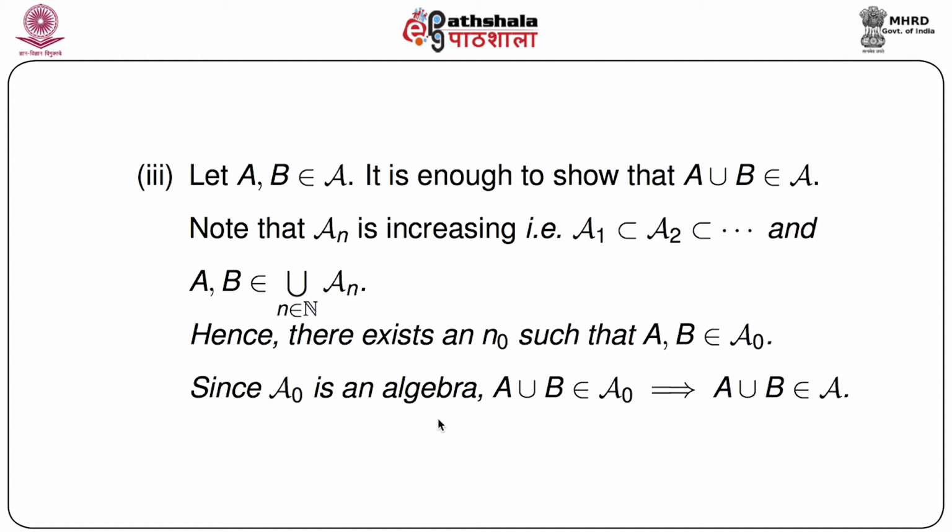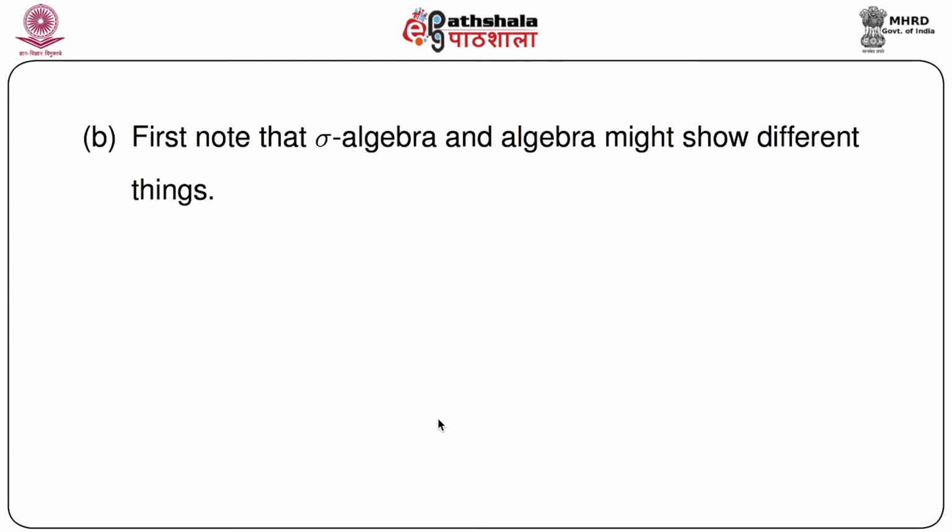Then, since script A_n0 is again an algebra, we can immediately write A union B belongs to script A_n0, which means A union B belongs to script A. So we have proved that if we take two sets A and B from script A, the union of script A_n, then A union B belongs to script A. That means it is closed under union. So these three properties are satisfied, and we can immediately say that script A is an algebra.